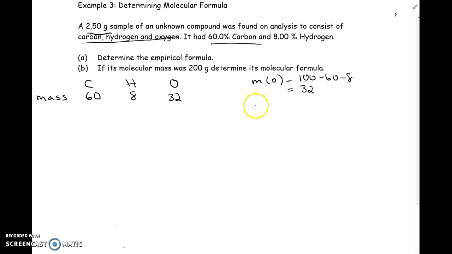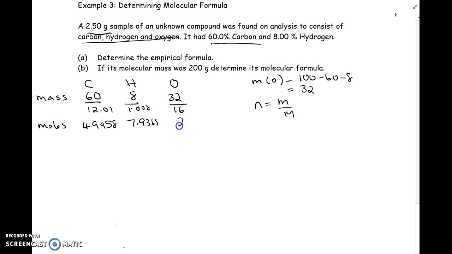Now, our next step is to find the moles. Now, remember, number of moles is equal to a mass over a formula mass. So, the formula mass of carbon is 12.01. Formula mass of hydrogen is 1.008. And the formula mass of oxygen is 16. So, we can now find our moles. And this comes out to 4.9958, which I'm storing in my calculator.